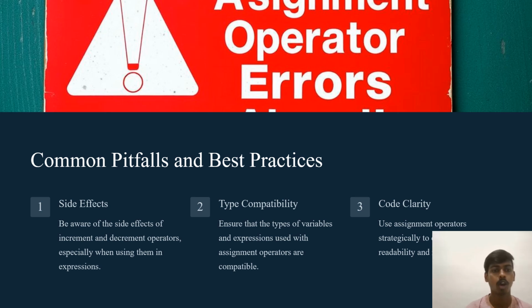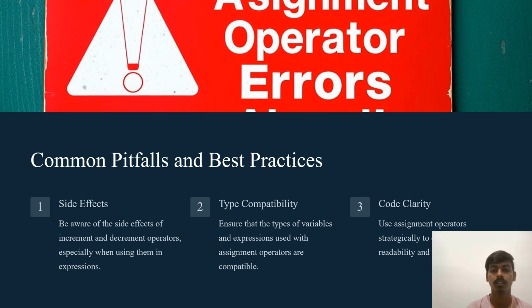And the common pitfalls and best practices. In that, the first one is side effects, the second one is type compatibility, and the third one is code clarity. Be aware of the side effects of the increment and decrement operators, especially when using them in expressions. When we are using them, we should be aware of which operator is used, increment or decrement. And the second one is type compatibility.